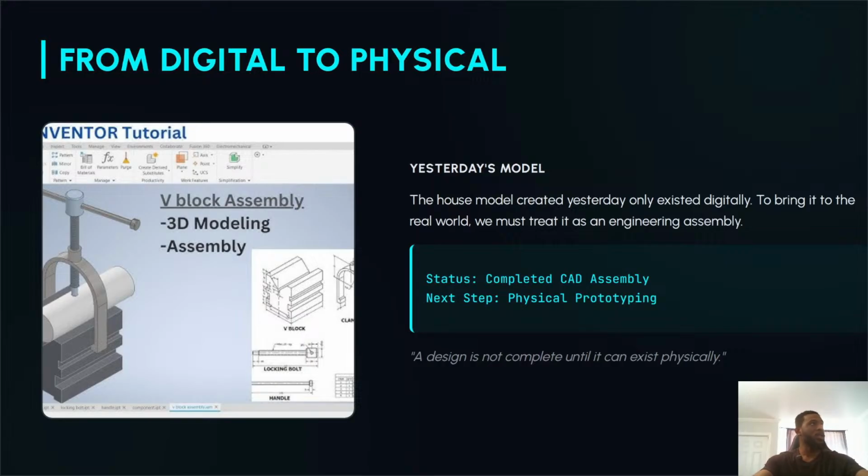So from digital to physical, like we said, the house that we modeled yesterday only existed digitally. To bring it to the real world, we must treat it as engineering assembly, meaning that we must treat it as an engineering part. Like I said, you print each part, and then you assemble it together. That's what we mean by engineering assembly.